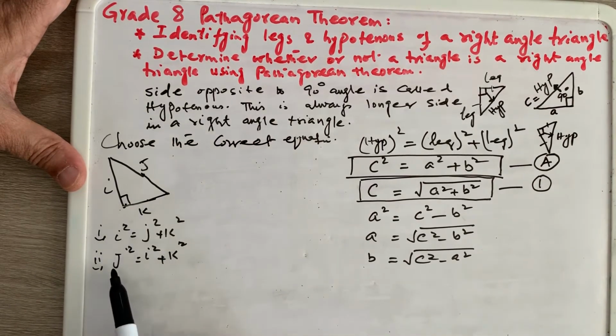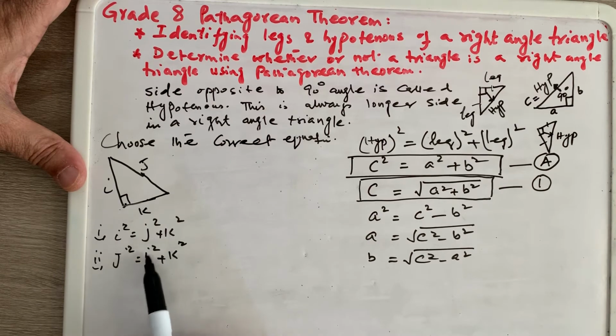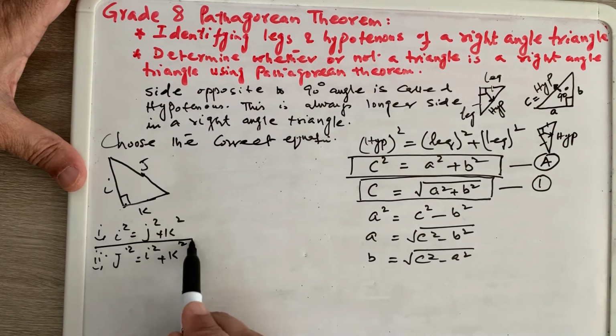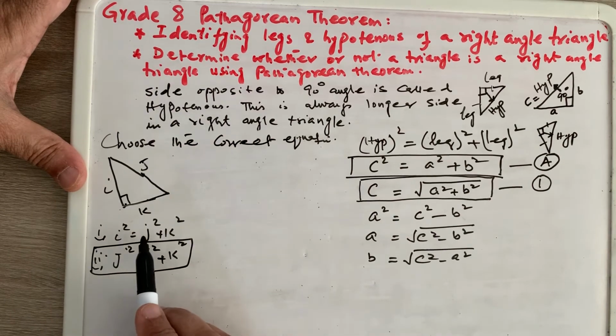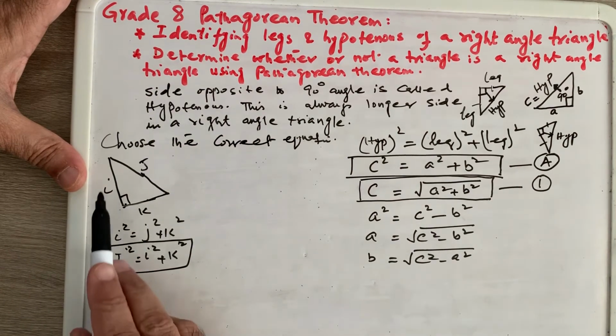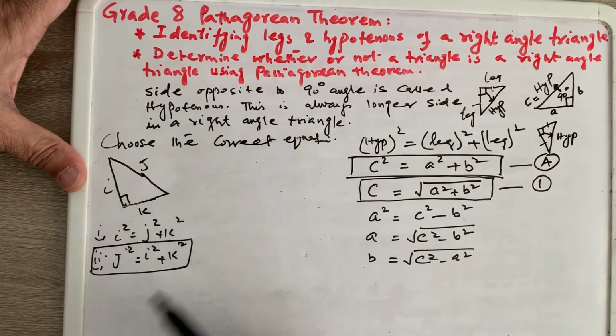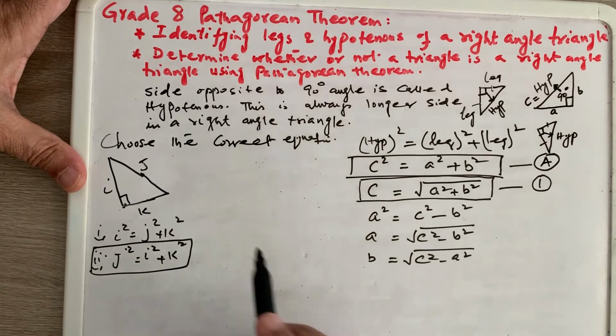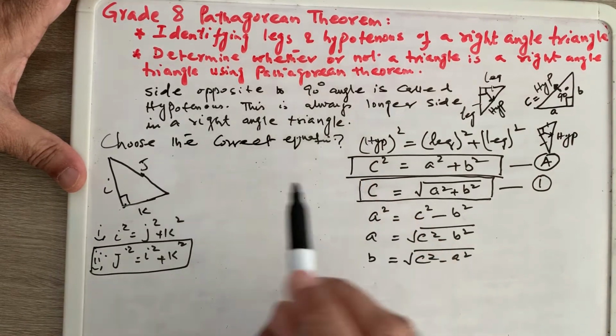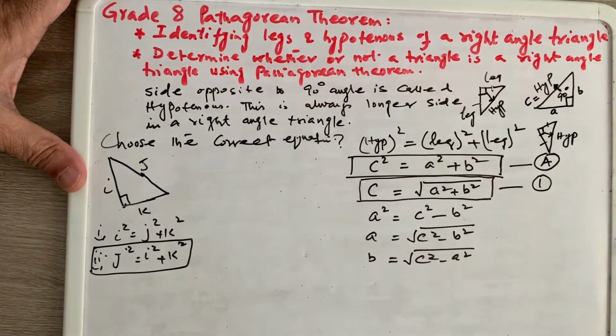That means J square should be the sum of the squares of the two legs. This one is correct, so I will circle this. The other one is incorrect because it is saying I square is equal to J square plus K square, which is incorrect. Sometimes they can ask which one is the incorrect equation, but you have to be careful about what the question is asking for. Here the question is asking to choose the correct equation.